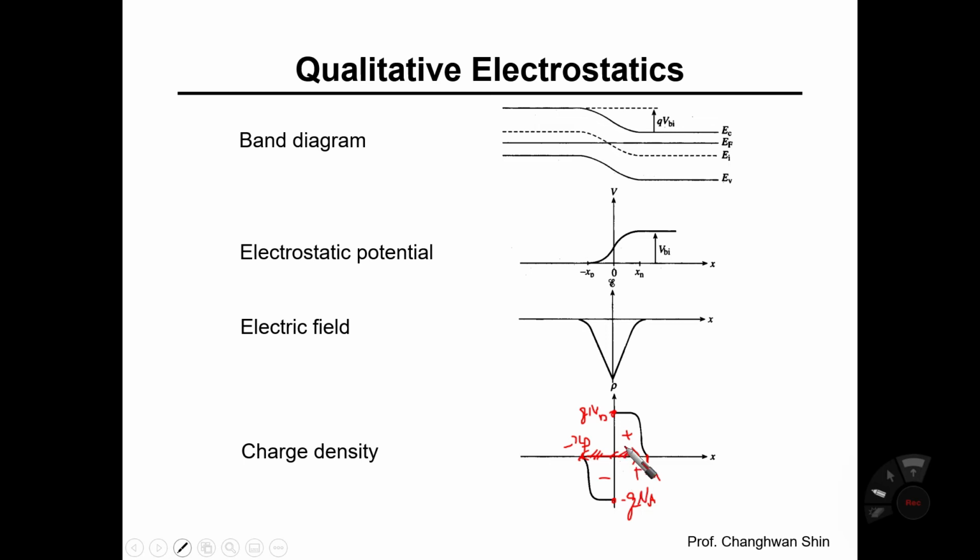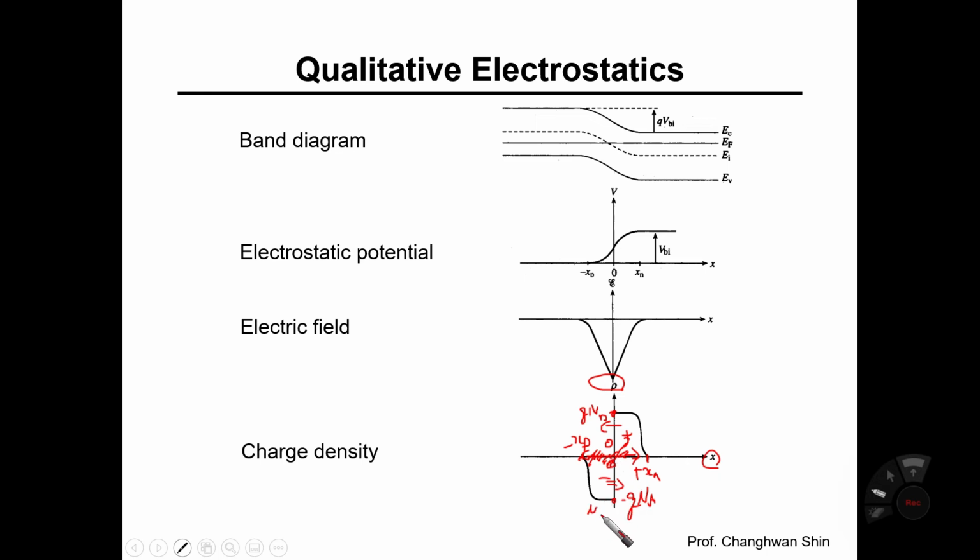So why has this charge density plot, rho versus X, been drawn this way? The basic assumption is the depletion approximation: all the electrons in the N side have diffused toward the P side, and all the holes between 0 and minus Xp have completely diffused toward the N side. So there are no holes available in this depletion region.